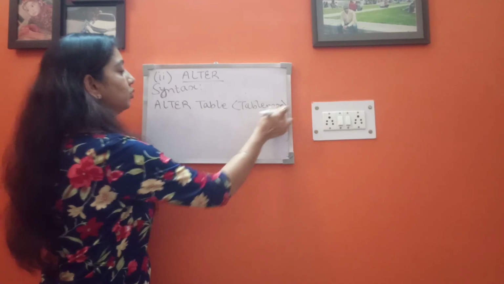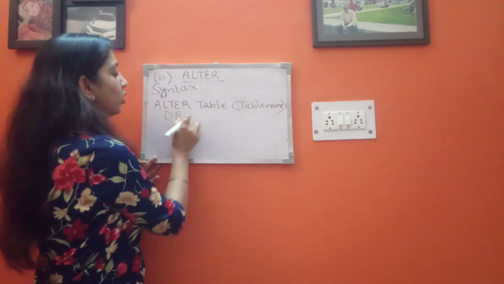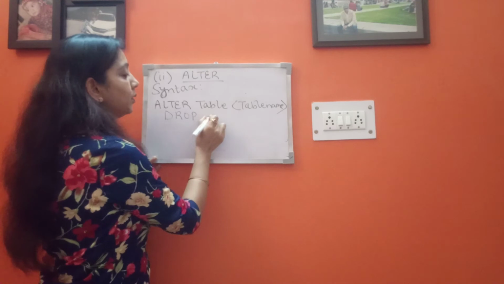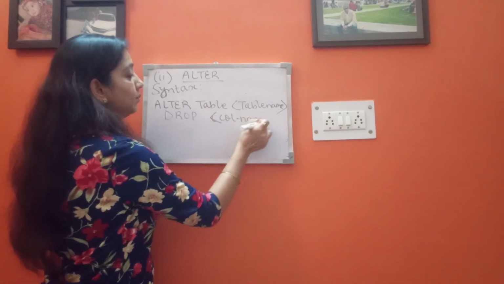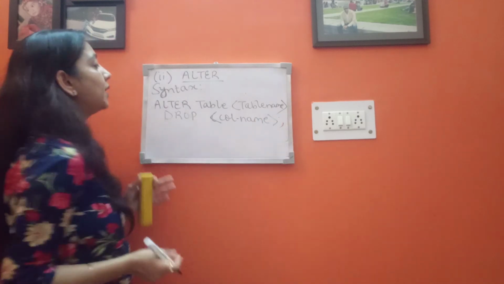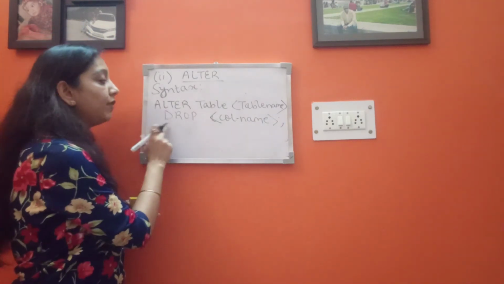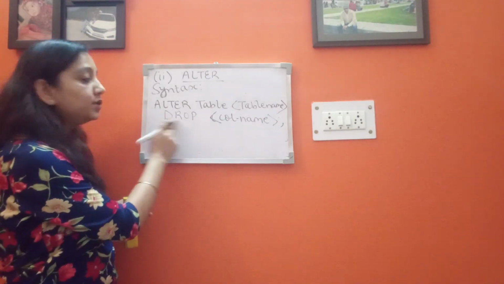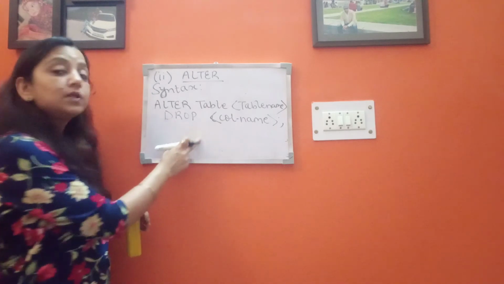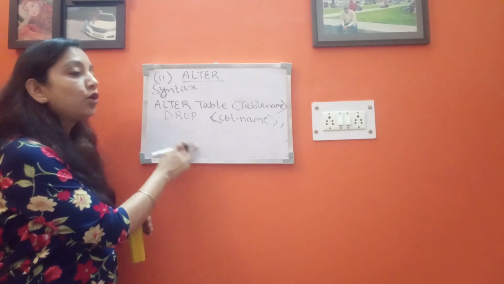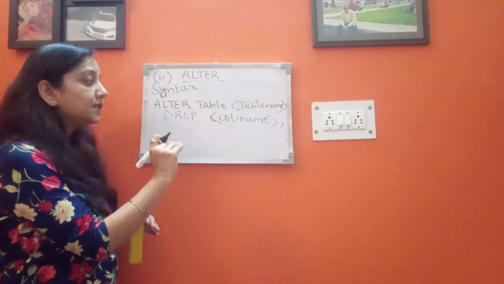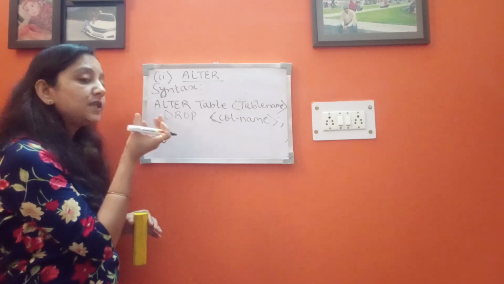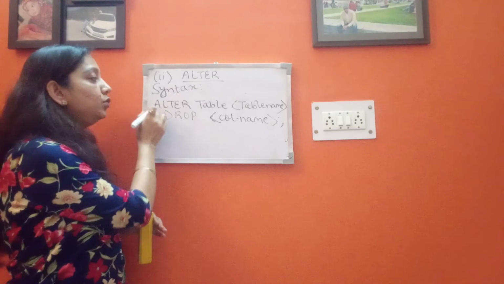What do I want to do now? I want to drop a particular column. I will write drop column name. Now the difference between the drop command and alter command over here is that, why did I not use the drop command directly? Because the drop command is used to drop the entire table or the entire database. But when I want to delete a specific column, for that I will use the alter command.